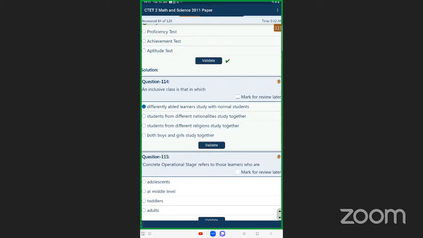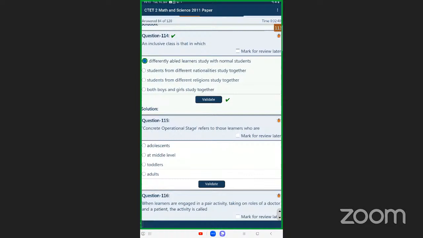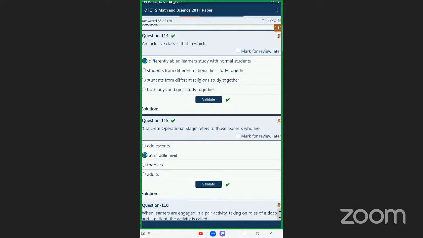is that in which differently abled learners study with the normal students. This is the inclusive class, student. Concrete operational stage refers to those learners who are what, student? That can be at middle level, student. Concrete operational stage refers to those learners who are at middle level, student.